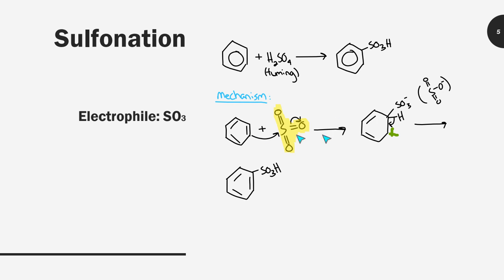When I break this sulfur-oxygen double bond here, we end up with an oxygen anion here. So we need to neutralize that, and that gets neutralized by this hydrogen from the ring. So the bonding electrons go to reform the double bond, and the hydrogen goes to neutralize the oxygen. And we end up with this. Make sense?